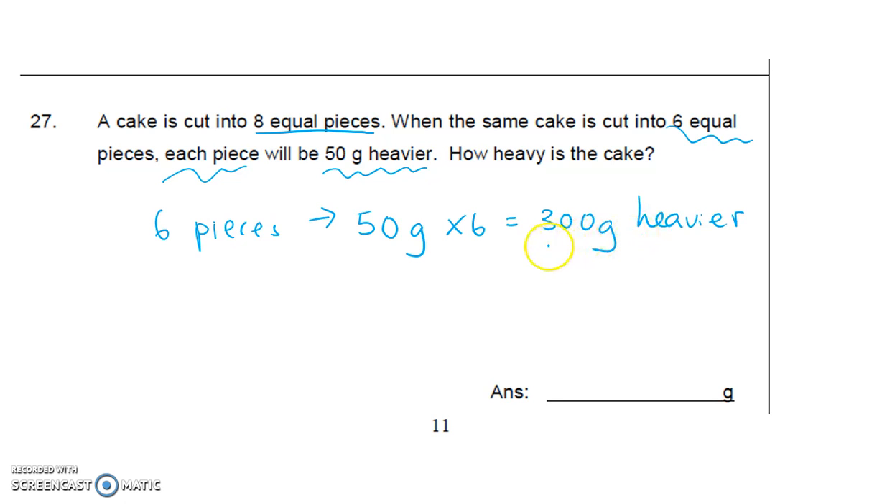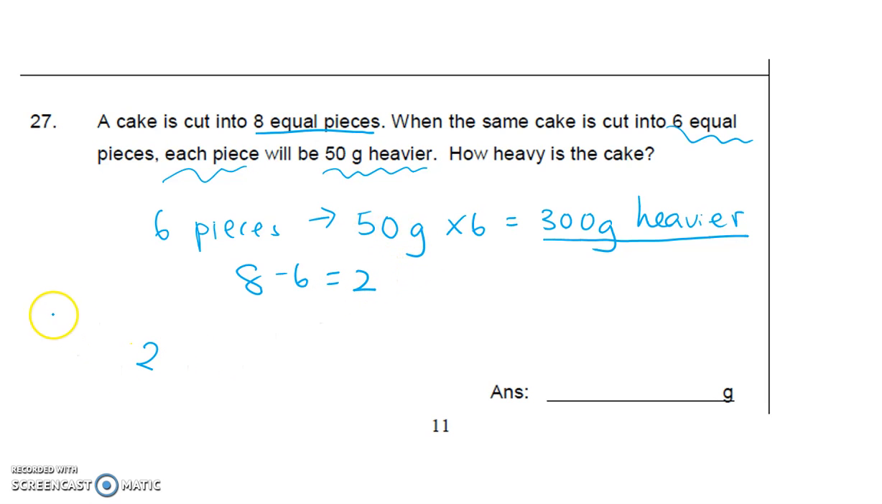So where did this 300 grams come from? From those 2 pieces here, because 8 take away 6 equals 2. Okay, let me just do this slowly. At first, it's cut into 8 pieces. But if we want to cut it into 6 pieces, each piece will be 50 grams heavier. Since one piece is 50 grams heavier, for 6 pieces it is 50 times 6, which is 300. So with 6 pieces, we know that it is 300 grams heavier. And where did this extra 300 grams come from? From the extra 2 pieces that we did not cut.